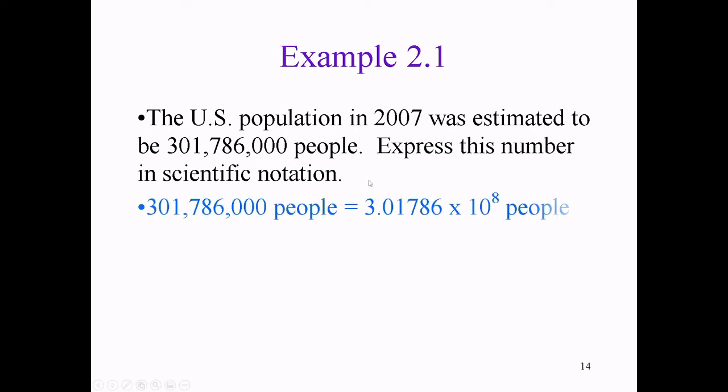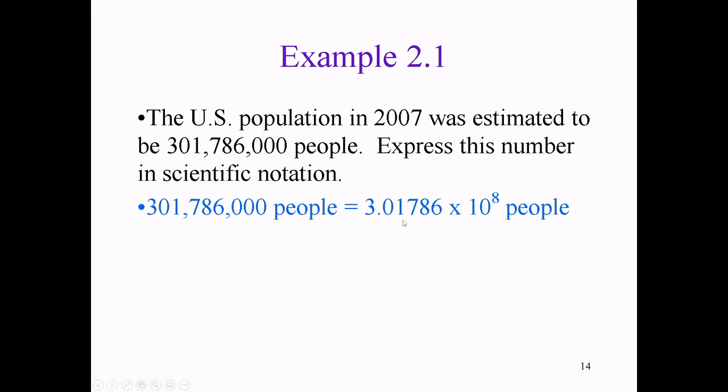So if we work that out, we would see that this is 3.01786 times 10 to the 8 people. So we would have moved this over 1, 2, 3, 4, 5, 6, 7, 8 times. We would have written out that number here. We're not going to include the zeros at the end when we write out this decimal, okay, because we do not need those in this case.